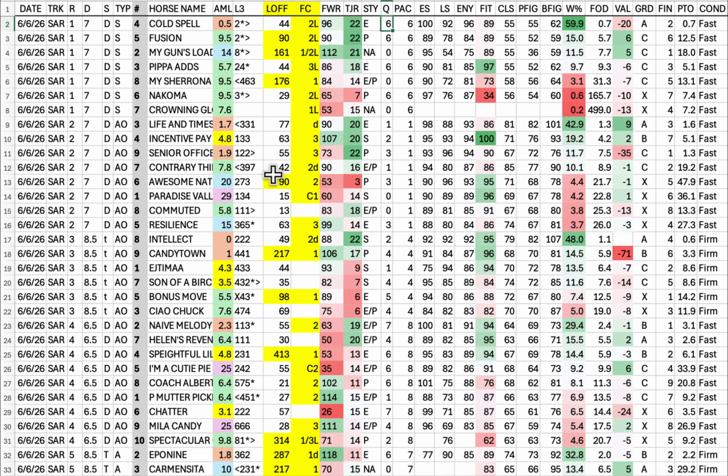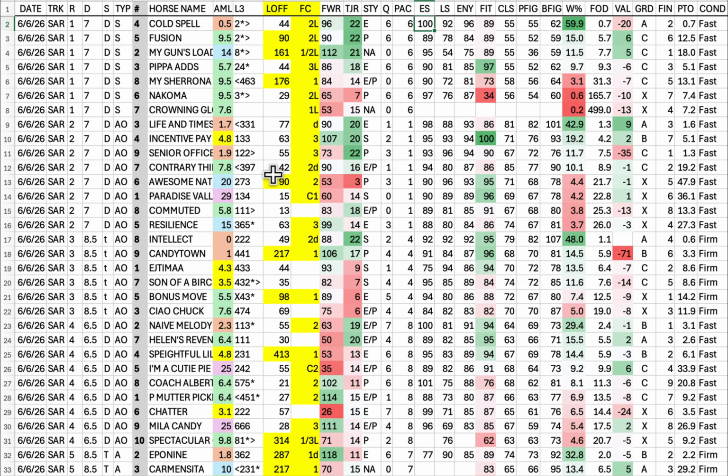What is happening now is I had a crude way of assessing pace before. Now it's a little more sophisticated. It's looking at not only the running style and the Quirin points, but it's also looking at pace par and the ES speed of horses in the race. And I'm then getting a pace score from 0 to 10. And depending on the running style and the pace score, that affects the win percentage.